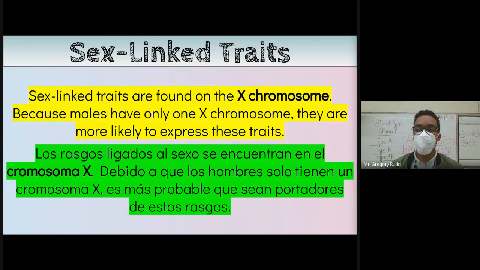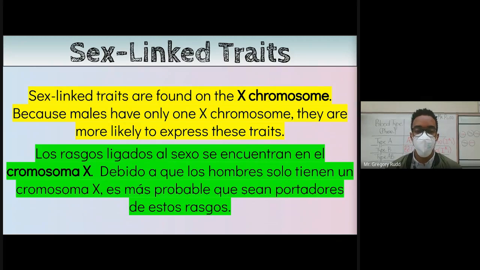All of the sex-linked traits are found on the X chromosome. And because males only have 1 X chromosome, they are far more likely to actually express these traits. And we're going to take a look at why that is in a way that might make a little bit more sense to you all.